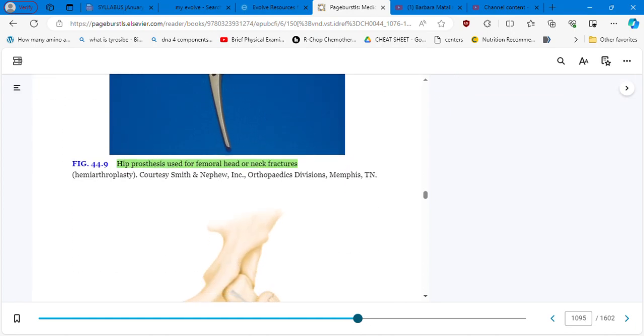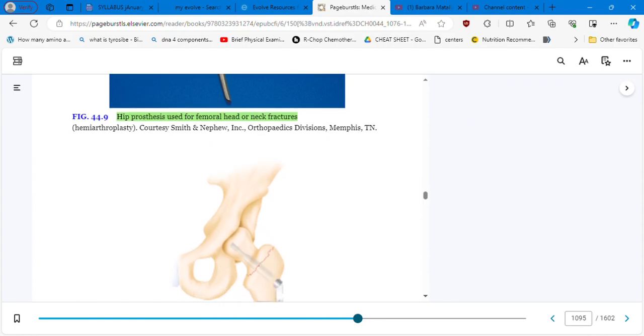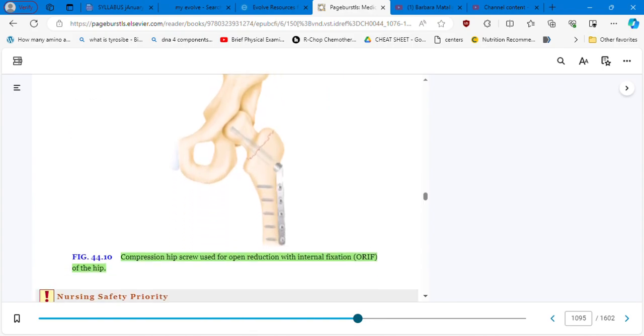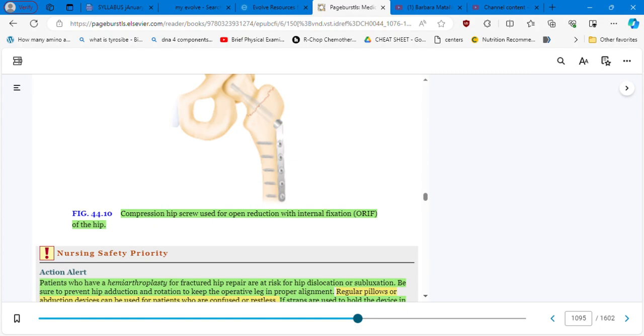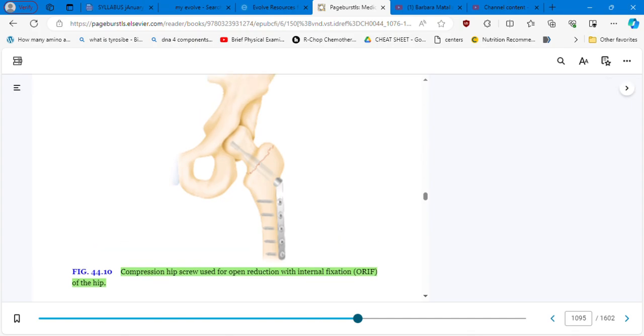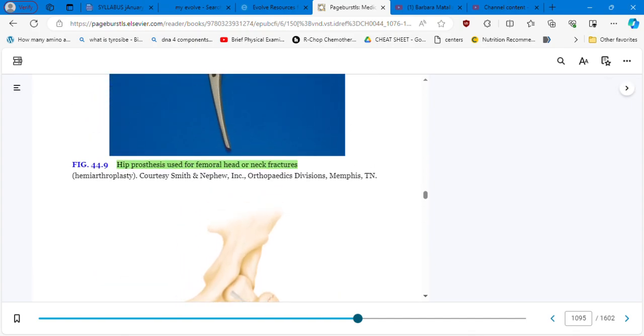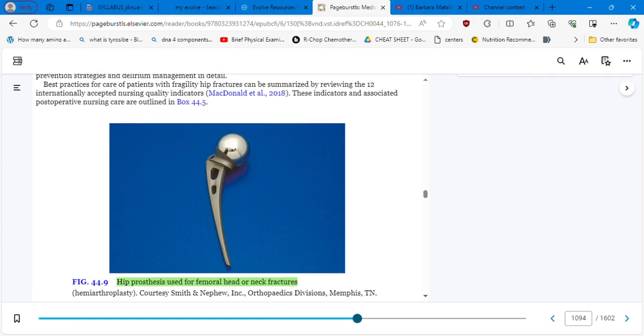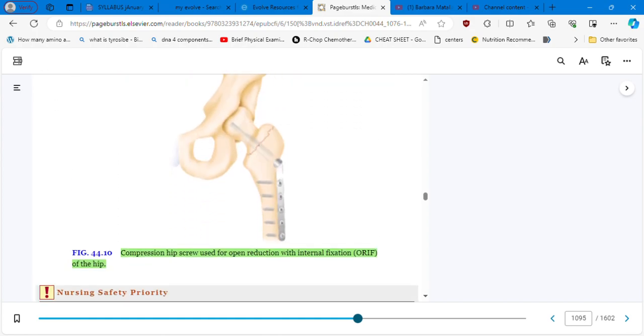Okay, so this is the hip prosthesis used for femoral head or neck fractures. There's the compression hip screw used for open reduction and internal fixation. You see, basically they repair the bone with these screws, but it's not the same as getting the hip prosthesis, right? There is no risk for subluxation.